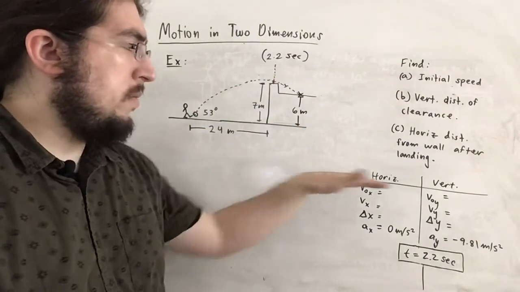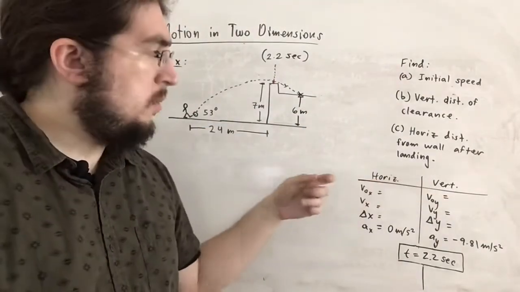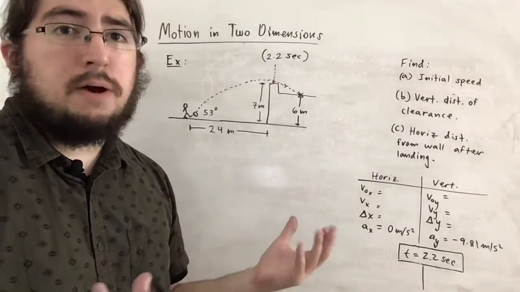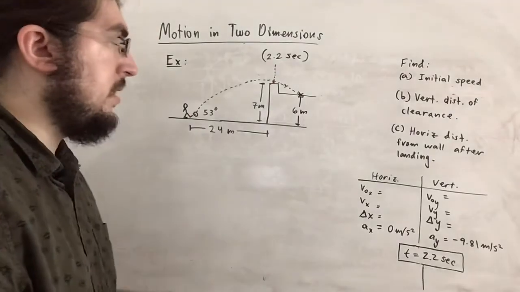And then notice we would kind of need each component. So we need to find v naught x, v naught y, and then we can maybe group those together somehow to find v naught. So we'll do that in time.